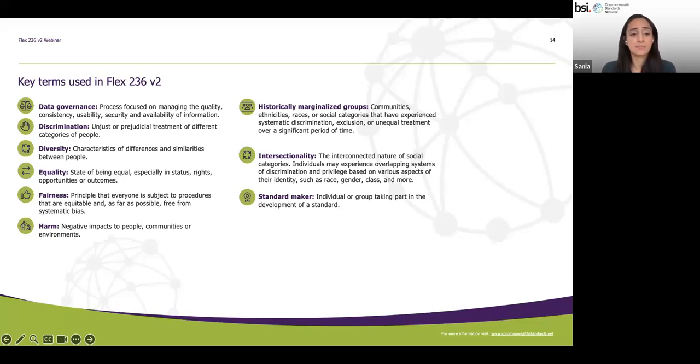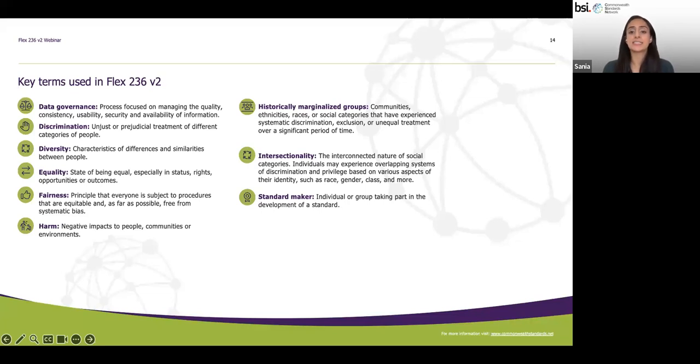Harm refers to negative impacts to people, communities, or environments. Historically marginalized groups. Now, this will differ in different countries and contexts, but essentially this is about communities, ethnicities, races, or social categories that have experienced systematic discrimination, exclusion, or unequal treatment over a significant period of time. Again, it's important for the context that you're in to understand who those groups might be and identify them within your stakeholders that may be at risk of harm from a standard or industry.